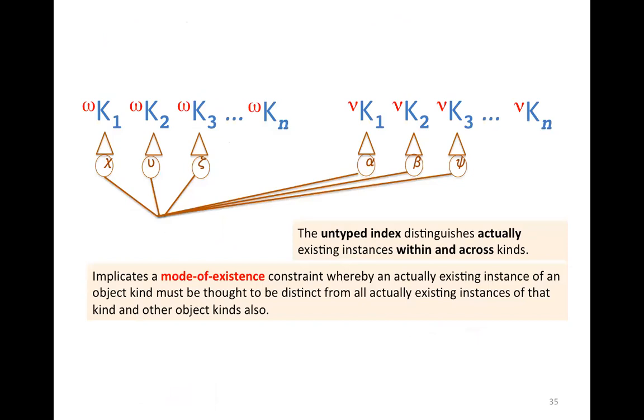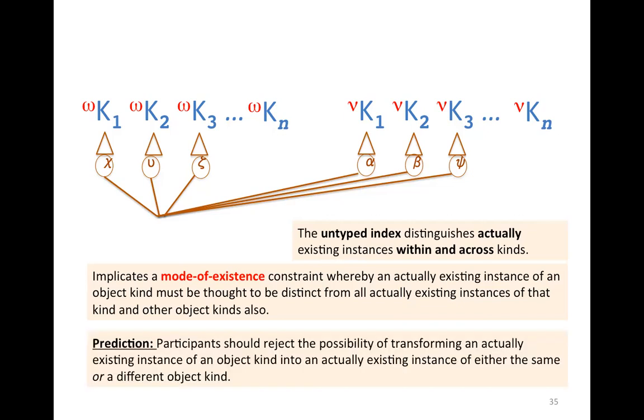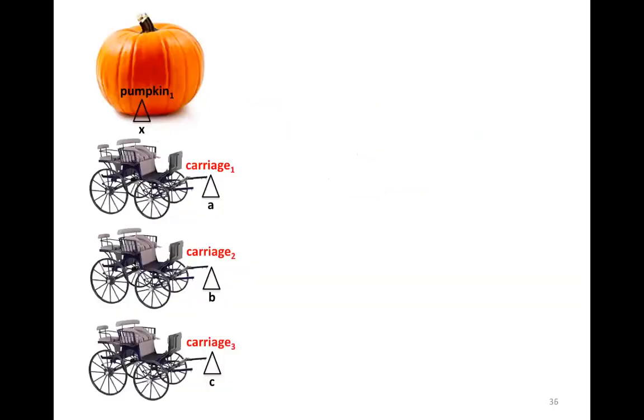Turning to the untyped indices, we see that they distinguish actually existing instances within and across kinds. And in so doing, they implicate a mode of existing constraint, whereby an actually existing instance of an object kind must be thought to be distinct from all actually existing instances of that kind and other object kinds also. And so it makes the prediction that participants should reject the possibility of transforming an actually existing instance of an object kind into an actually existing instance of either the same or a different object kind.